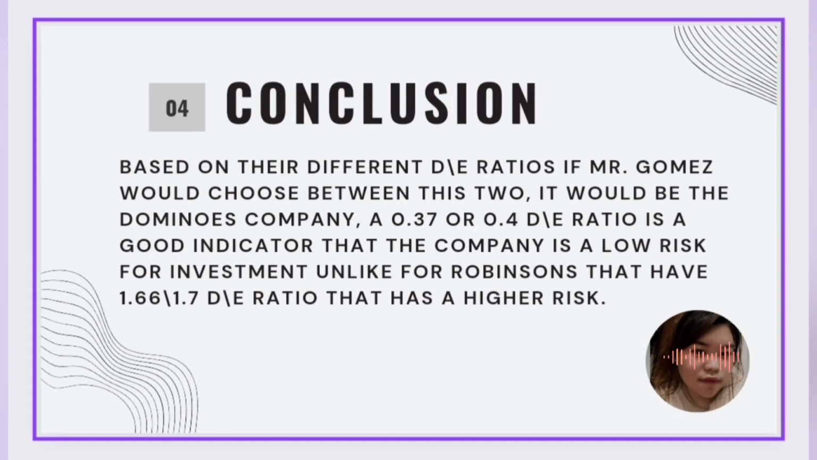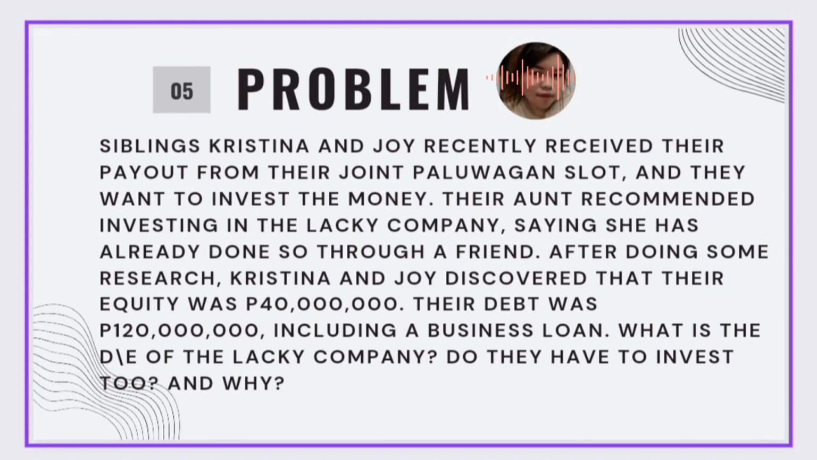Conclusion. Based on their different debt to equity ratios, if Mr. Gomez would choose between these two, it would be the Domino's company. A 0.37, or 0.4, debt to equity ratio is a good indicator that a company is low risk for investment, unlike Robinson's company.